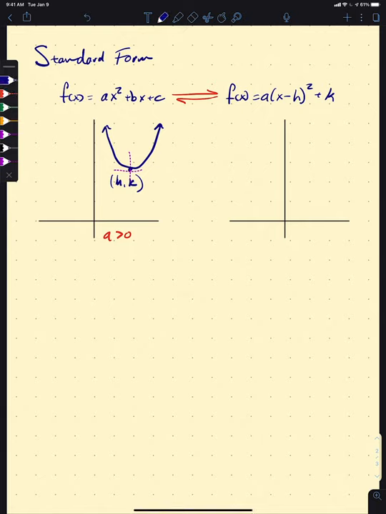Similarly, if a is less than 0, once again, we can find our point h comma k, pretend there's a little mini axis system right around there, and then draw our parabola stretched or squished by a like that. This is the beauty of the standard form. One piece of notation: this point right here is called the vertex. It is simply the point from which our parabola opens up.